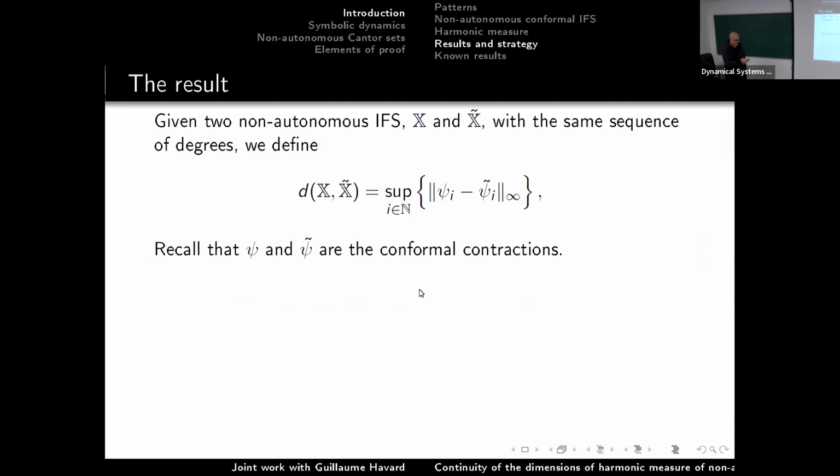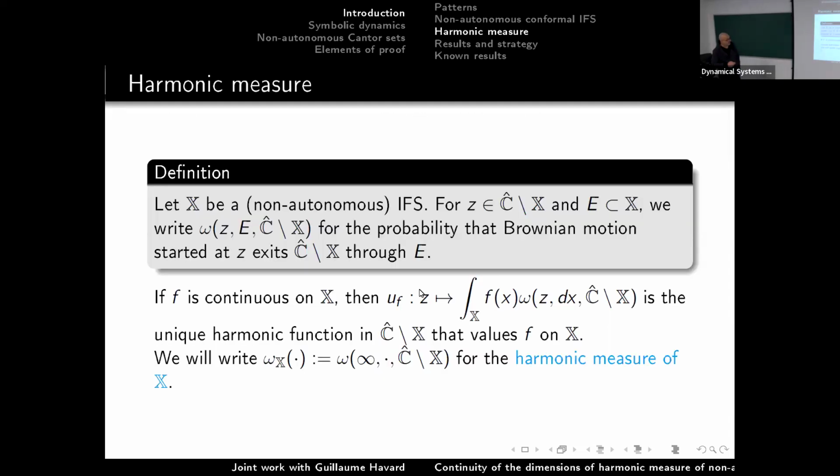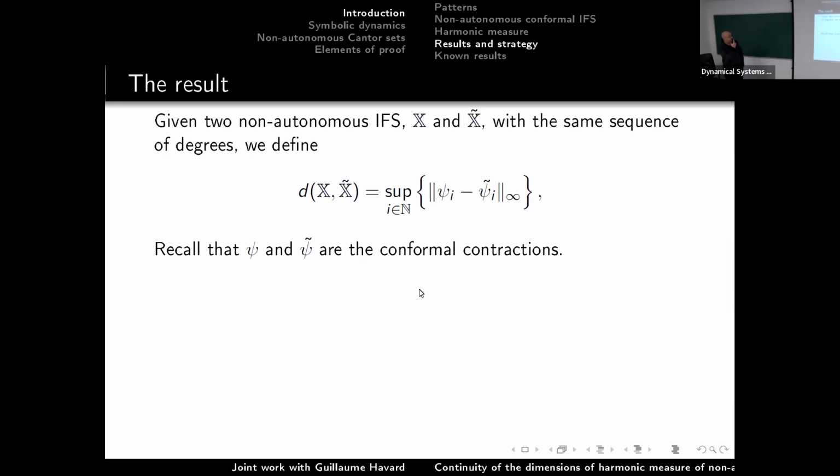Now, sorry, I forgot to say that, as we probably well know, the harmonic measure is, of course, a conformal invariant. Now, I said I will speak about continuity, so I have to find some metrics. I take two non-autonomous IFS, where remember phi is the dilatation and psi is the contraction.